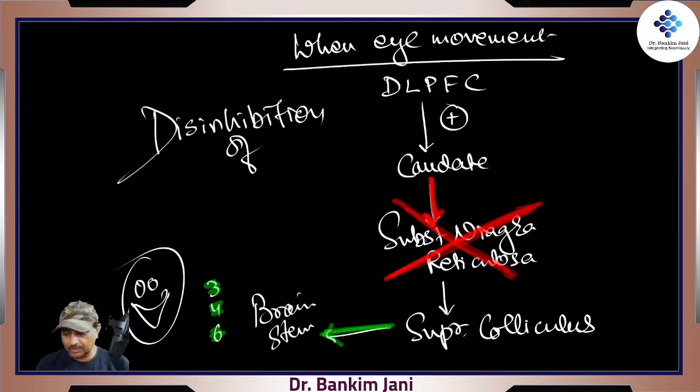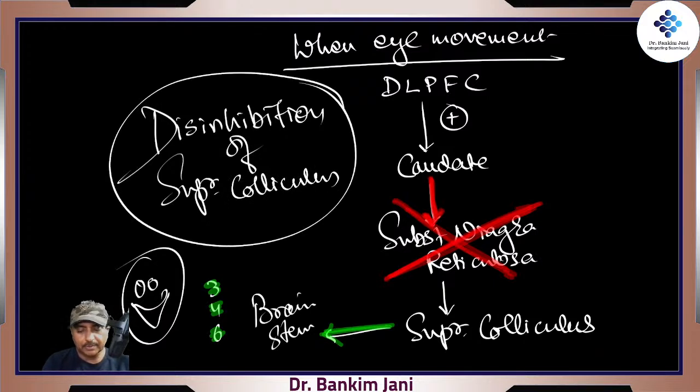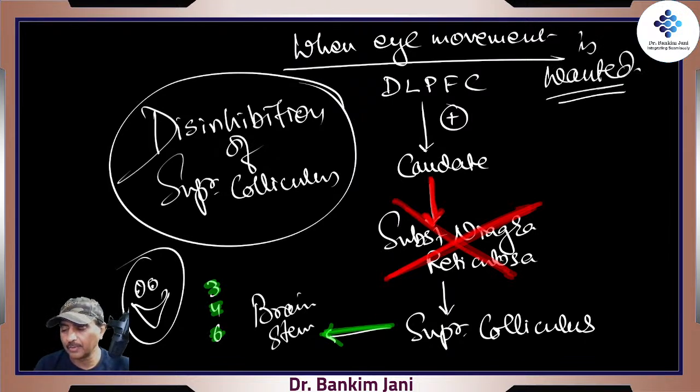of the superior colliculus, right? That means the superior colliculus, which was previously inhibited, is now not inhibited, so it is allowed to send the information to the brainstem, and then that movement occurs, right? This is normal when eye movement is wanted, right?